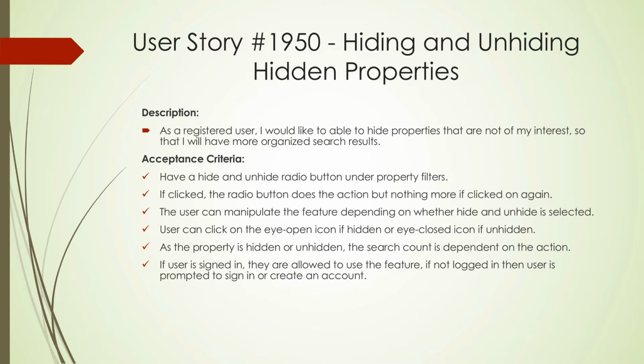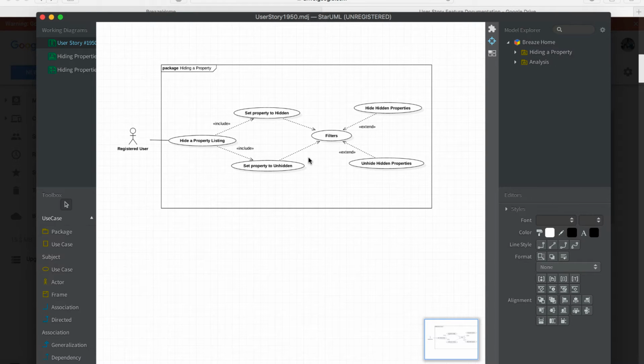If the user is signed in, they are allowed to use the feature. If not, the user is not able to use the feature and is prompted to sign in or create an account. My user story consists of using AngularJS, HTML, and Sass. Before showing any code, I would like to go over the diagrams.